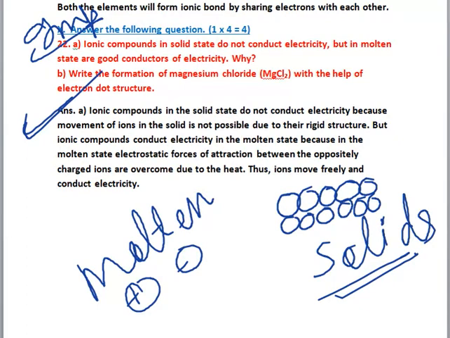If you don't want to write the answer which I have given, you can write that ionic compounds in the solid state do not conduct electricity because in the solid state the ions are fixed in their position. They cannot move. Movement is not possible. But in the molten state the ions can move freely and hence they conduct electricity. This is a simple answer which you can give.